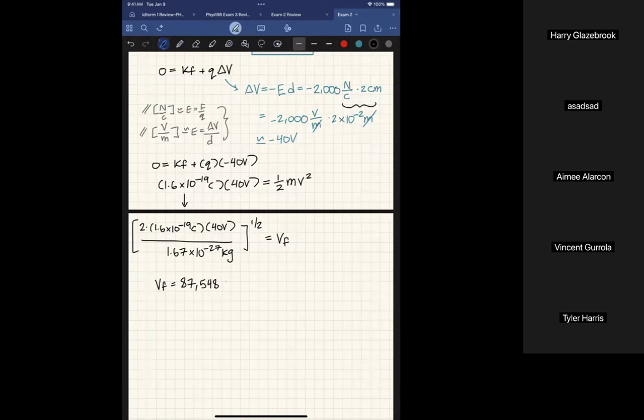87,548 meters per second. If you did all your units correctly, then you should end up getting meters per second in the end. Cool. So that's a very common problem. Any questions on how I did it, or are the questions mainly about what if I had a negative charge particle?